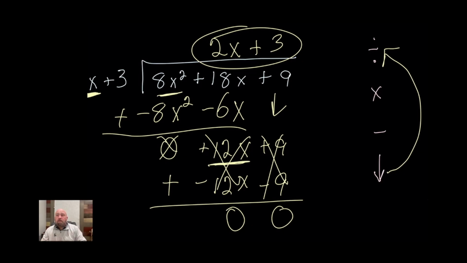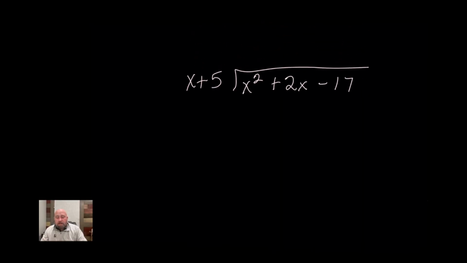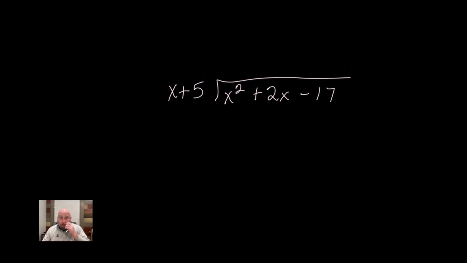2x plus 3. All right, let's do this next one. I'm going to move a little bit faster on this one. So first into first, and so we have x into x squared, and that goes x times. Okay, x times 5 gives us 5x. X times x gives us x squared.